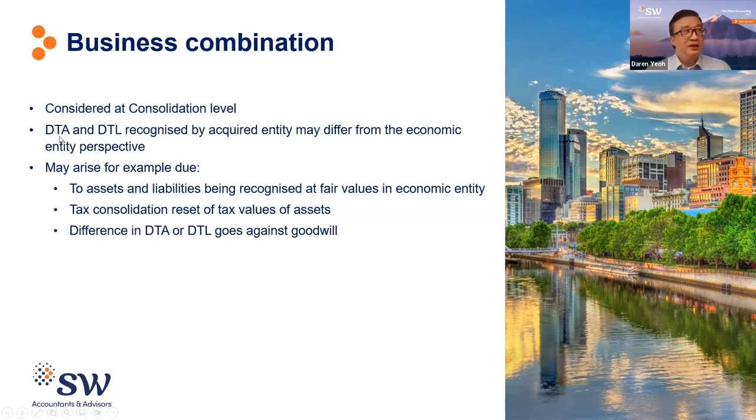As I mentioned, DTA and DTL, due to financial consolidation, may differ between the economic entity and the entity owning that asset. That may arise because of the fair value adjustments to those assets and liabilities. Tax consolidation might affect the tax cost of the assets as well. And the standard says, if you have to recognize any additional deferred tax asset and liability, the other side of the entry goes against goodwill.